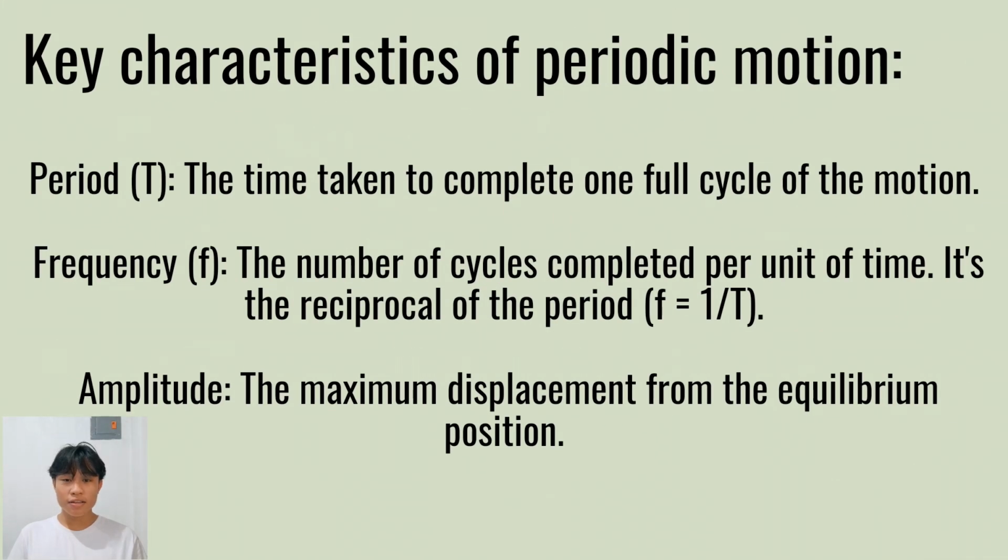So the key characteristic of periodic motion is period, or T, is the time taken to complete one full cycle of the motion. Frequency, or F, is the number of cycles completed per unit of time. It's the reciprocal of the period. F equals 1 over T. The amplitude is the maximum displacement from the equilibrium position.